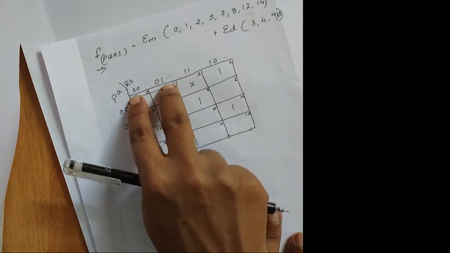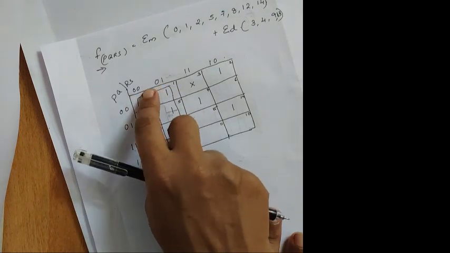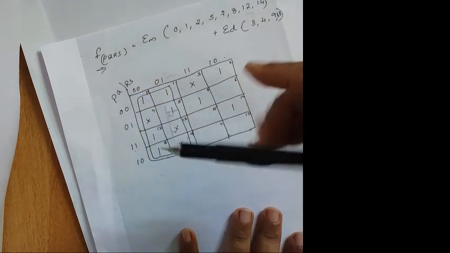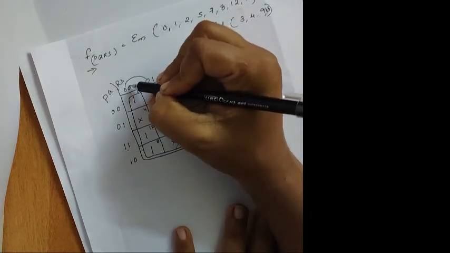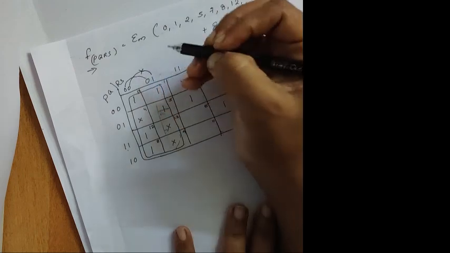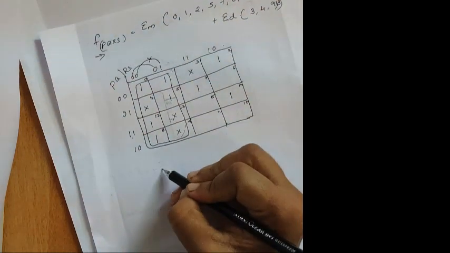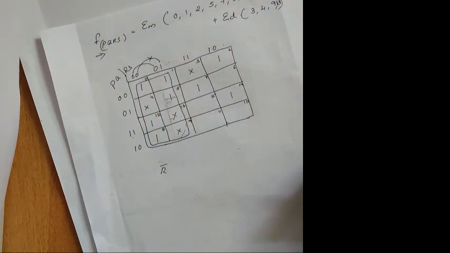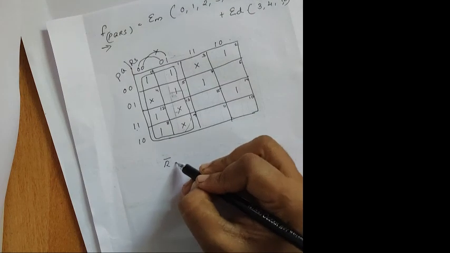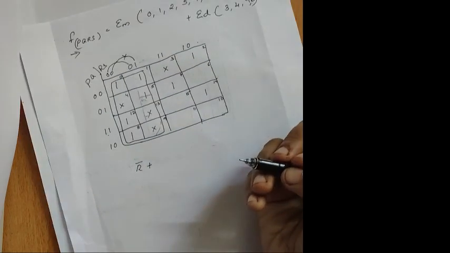R and S. R is not changing. It is 0 to 0 and S is 0 to 1. Isn't it? S is taken for 0 to 1, so you can't take S. You can take R, and that too it is 0. You can give R bar. Plus. That term is over.